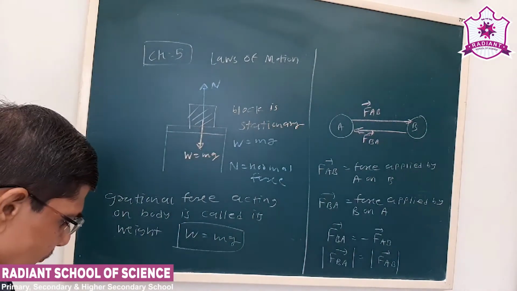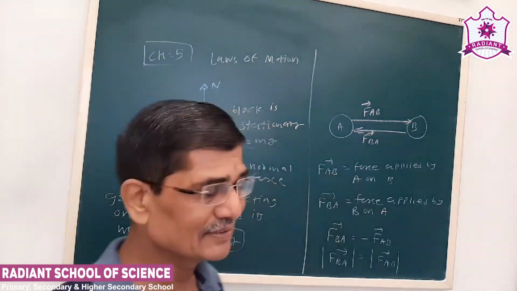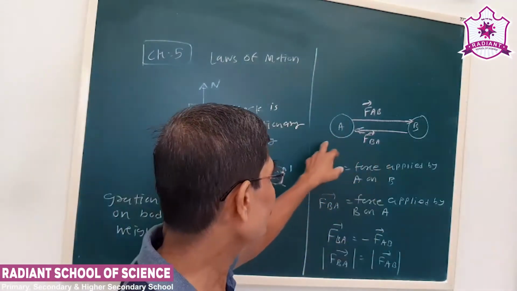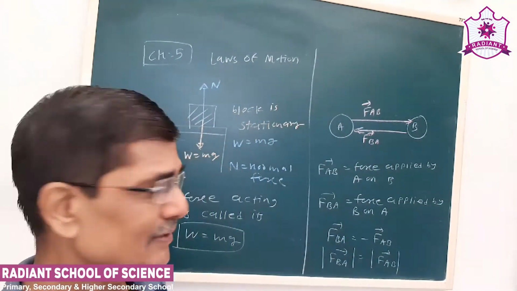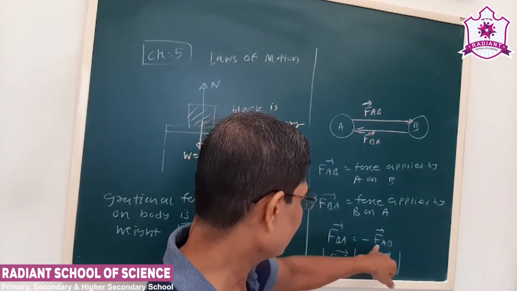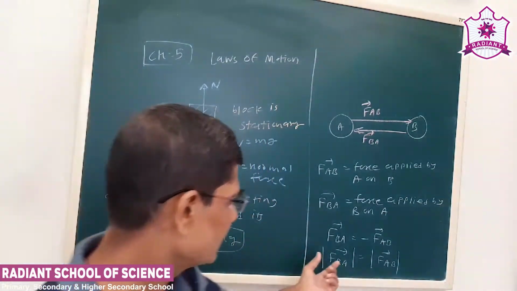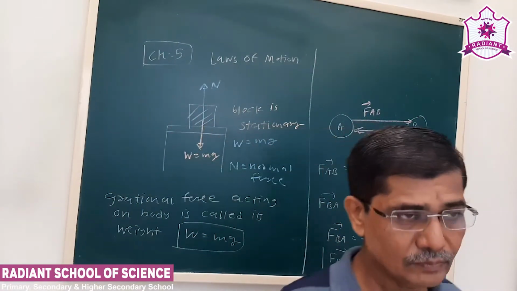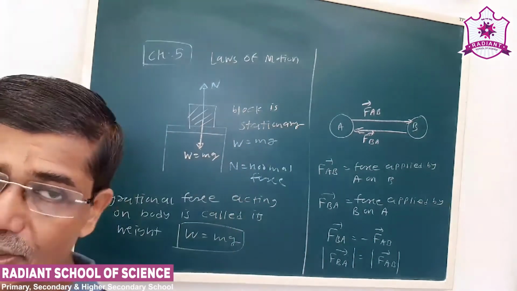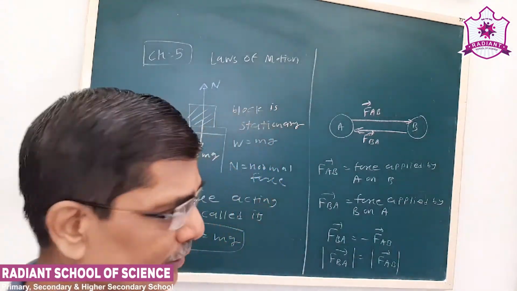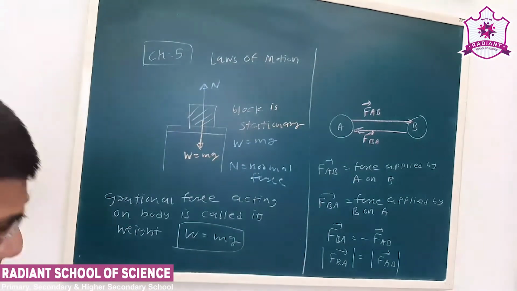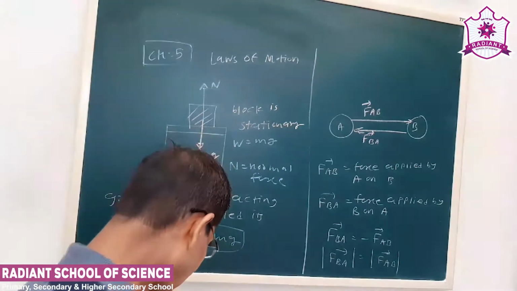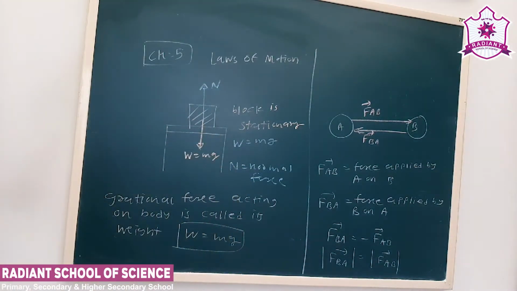During the interaction between two bodies, let us say A and B, FAB is the force applied by A on B. FBA will be the force applied by B on A. So by the third law, FBA will be equal to minus FAB. Their magnitudes will be equal. So this is about Newton's third law of motion. It says action and reaction are forces of equal magnitude but act in opposite directions. So what is the outcome of the third law? The forces are always in pair. Now this is about Newton's third law of motion.